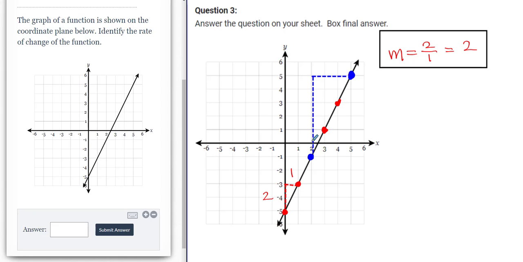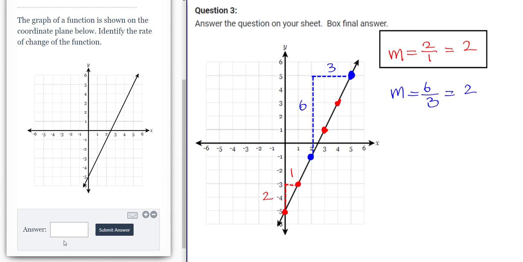So let's see, we go up 1, 2, 3, 4, 5, 6. That's 6. And then I go to the right 1, 2, 3 units. So if I had done it in blue, my m is equal to 6 over 3. But notice that 6 over 3 still reduces to 2. So again, all you need are 2 points, and all you need to write is m equals whatever you get for your slope. And that's it.